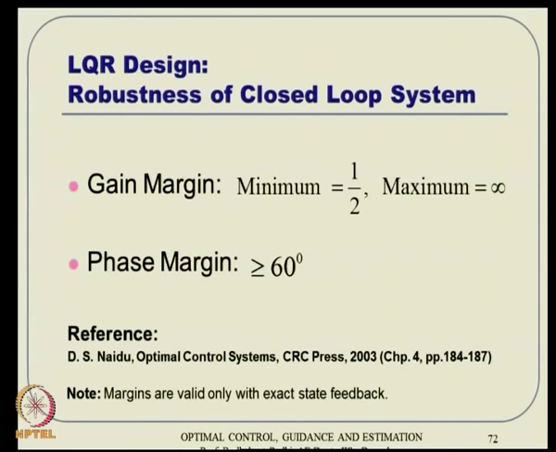Using this analysis further, it turns out that the gain margin is minimum half and maximum can be as high as infinity, and the phase margin is always greater than or equal to 60 degrees in LQR design, which is very good. But also remember, these margins are valid only with exact state feedback. The moment you put in an observed or estimated state feedback, these are no longer valid.